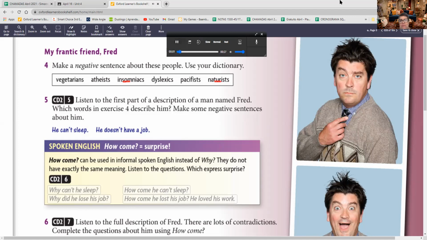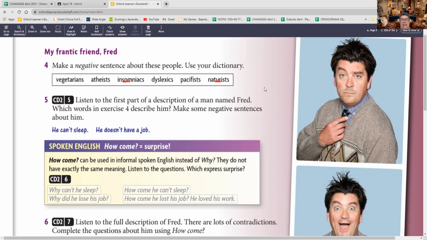Track 5, Part 1. My friend Fred is a funny guy. He's an insomniac, he's dyslexic, and he's an atheist. He's single, unemployed, and lives all alone in a tiny studio apartment without even a pet for company. Also, he's vegetarian. He's pretty antisocial, actually.